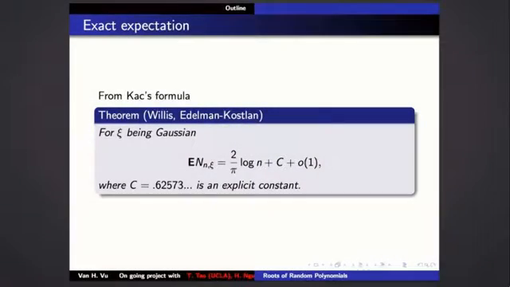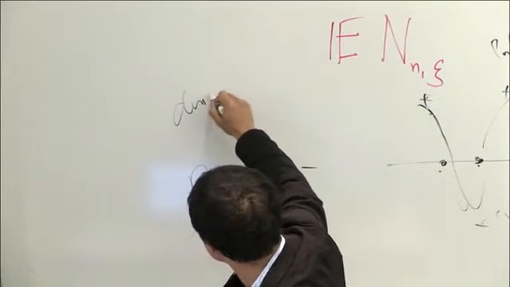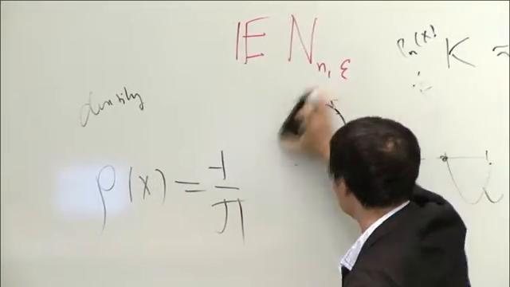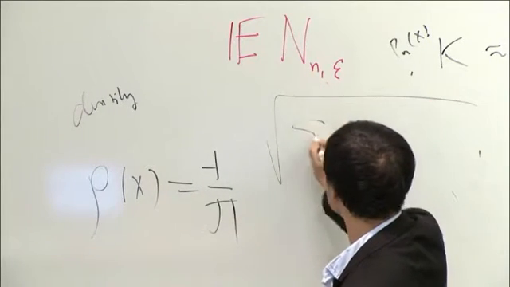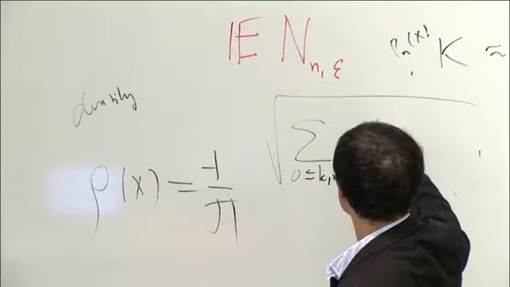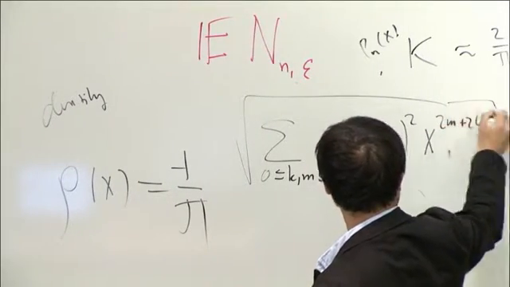for the expectation. Now, on the other hand, from the Kac formula, there's something interesting, that you can evaluate things very exactly. I think the Kac formula in the Gaussian case gives something like this. The density function is equal to 1 over pi, totally explicit, square root of sum over pairs k, m of (m minus k) squared x to the 2m plus 2k minus 2.